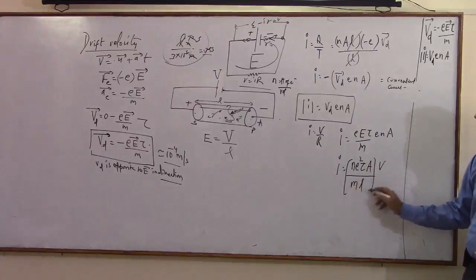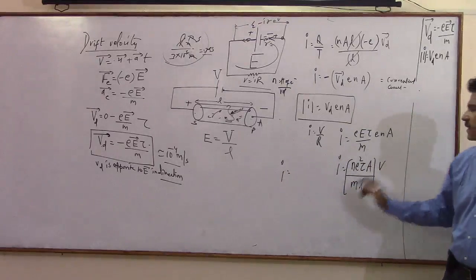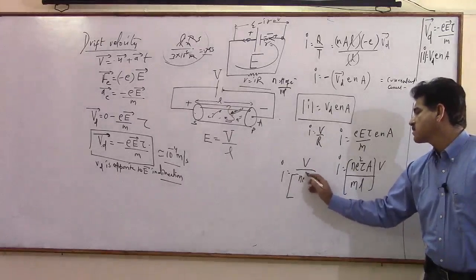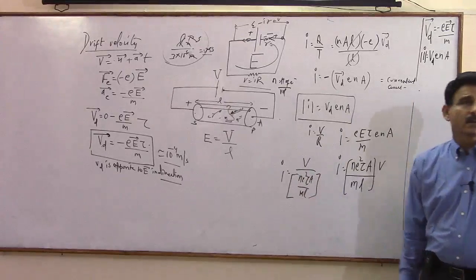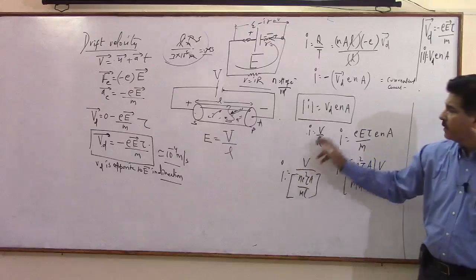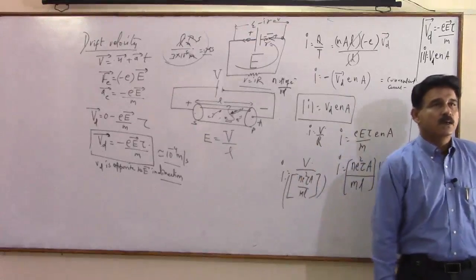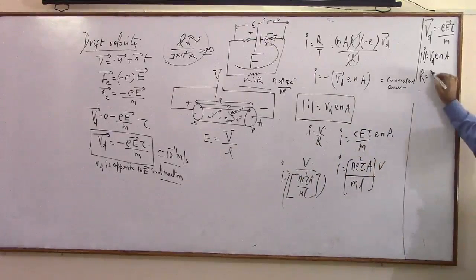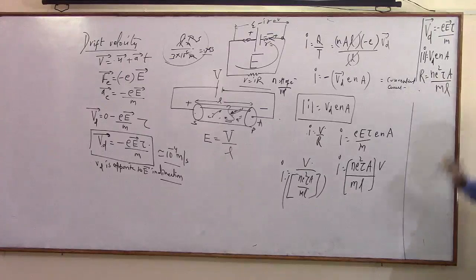Now look at this last arrangement. I equal to, I'm just arranging it, doing nothing, V divided by N E square tau A divided by M L. Now look at this equation and this equation. I, V. So what is this term must be equal to? R. So the resistance of the conductor is given as N E square tau A divided by ML.